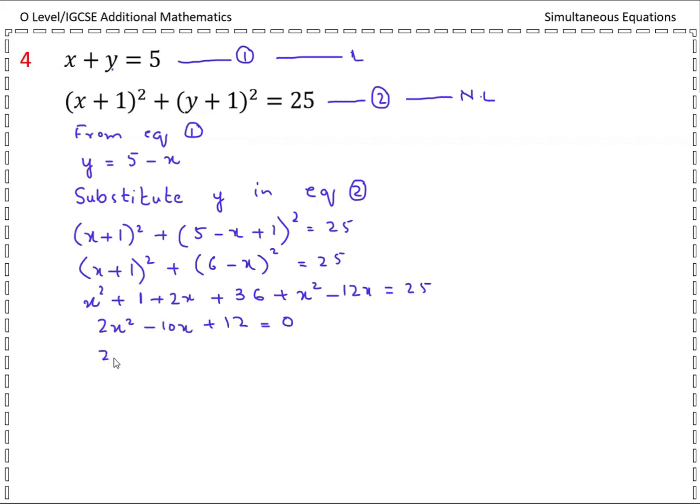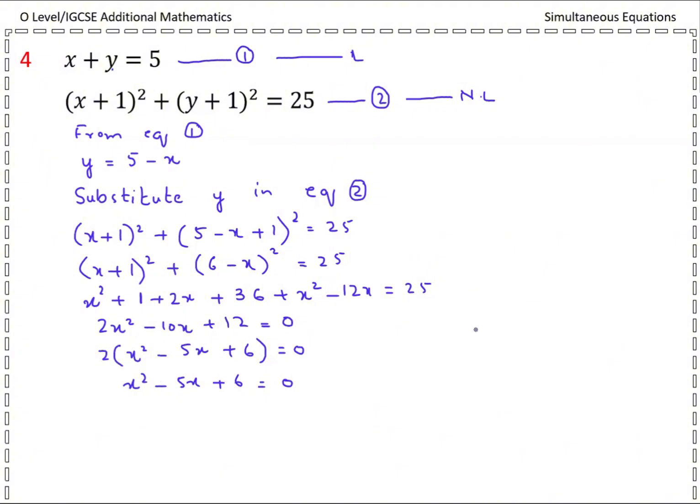Now we can take 2 as common so that we can get a simple equation. x squared minus 5x plus 6 is equal to 0. Now we have x squared minus 5x plus 6 is equal to 0. We can solve this equation by factorization using middle term breaking.